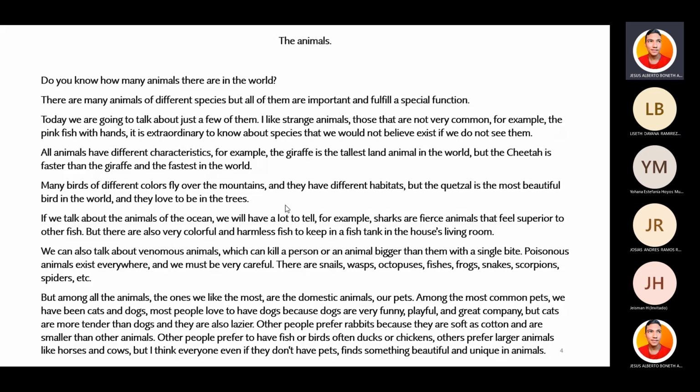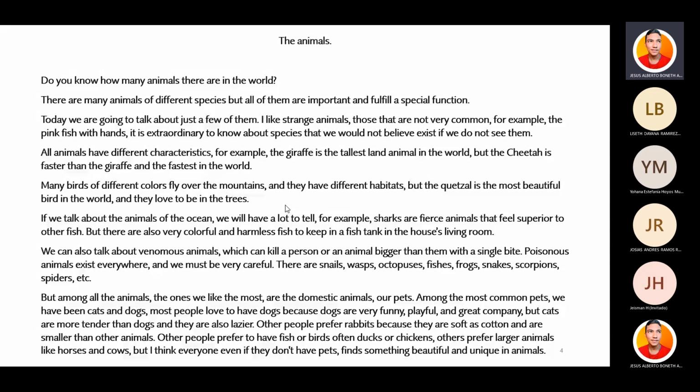All animals have different characteristics. For example, the giraffe is the tallest land animal in the world, but the cheetah is faster than the giraffe and the fastest in the world. Many birds of different colors fly over the mountains, and they have different habitats, but the quetzal is the most beautiful bird in the world, and they love to be in the trees.